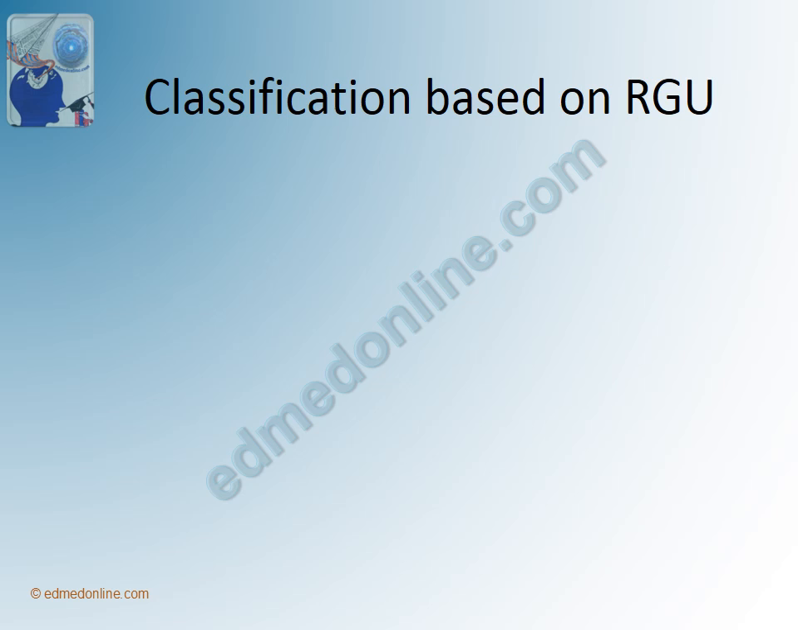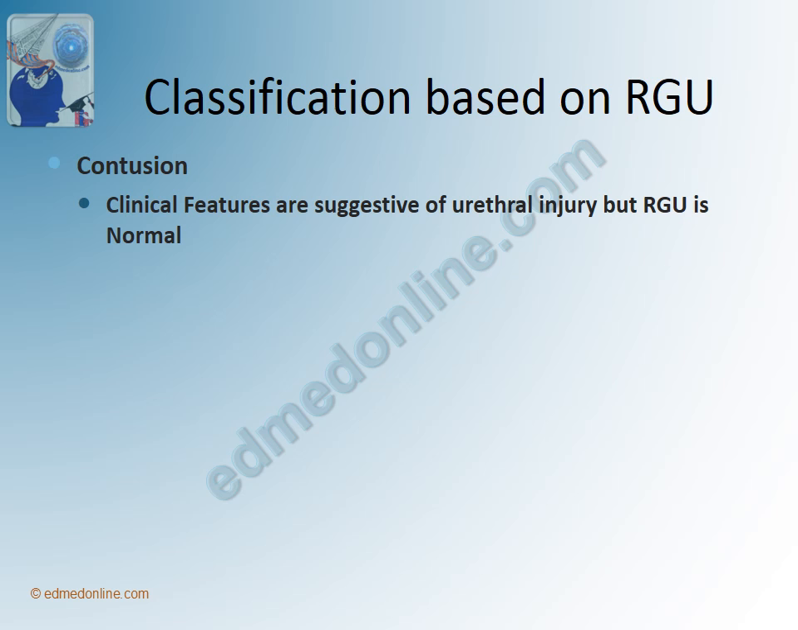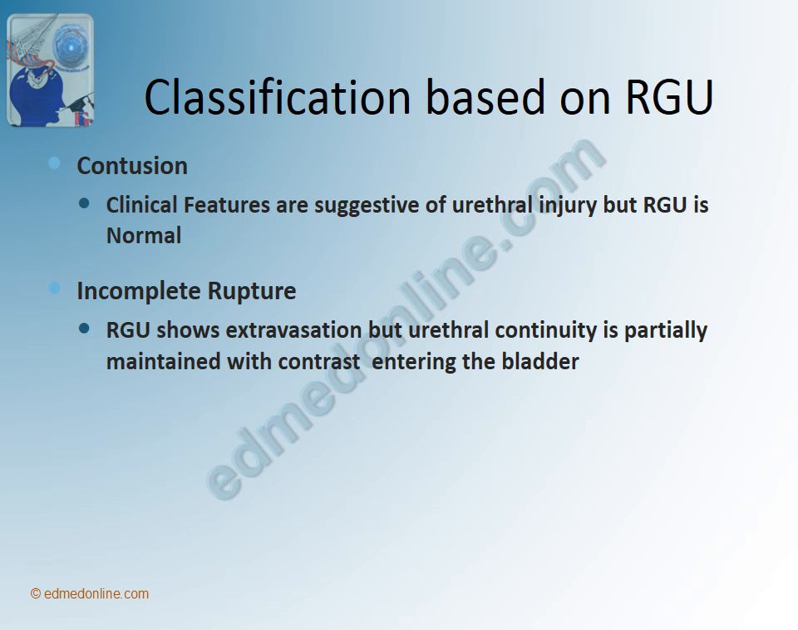The classification based on RGU is, the contusion is diagnosed if the clinical features are suggestive of a urethral injury, that is, there is blood at meatus, there is trauma to the perineum, there is perineal hematoma, but an ascending urethrogram or a retrograde urethrogram is totally normal. In these patients, you can safely put a catheter.